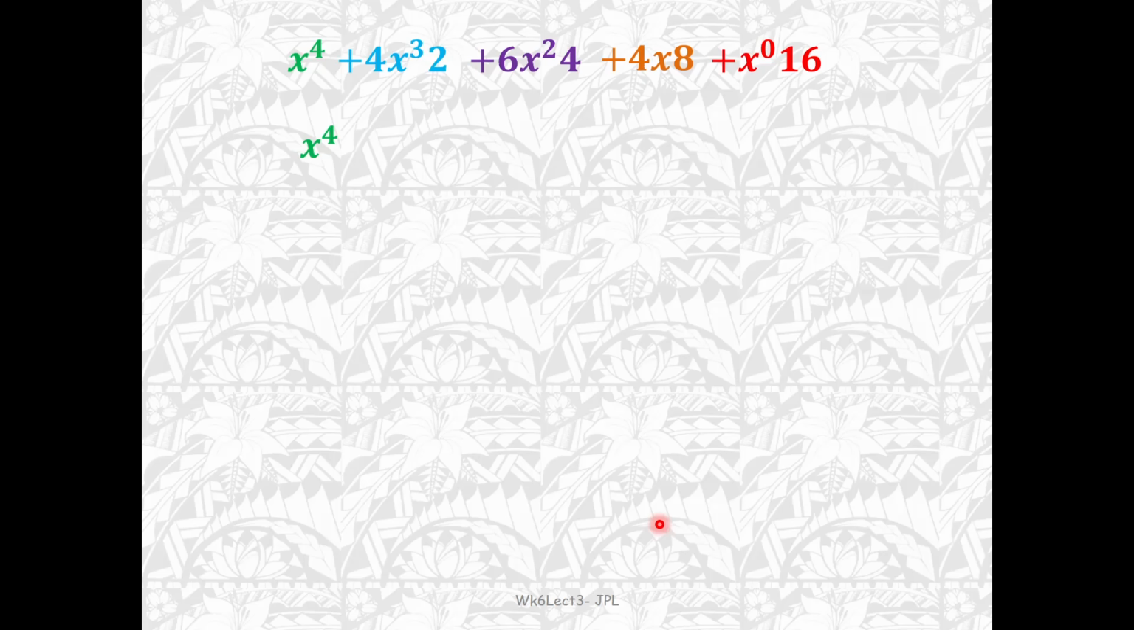So x to the power of 4, okay. This is 8x to the power of 3, 24x squared, 32x, and 16. Because any number to the power of 0 equals 1, you're left with 16. And that's your answer. How simple was that?